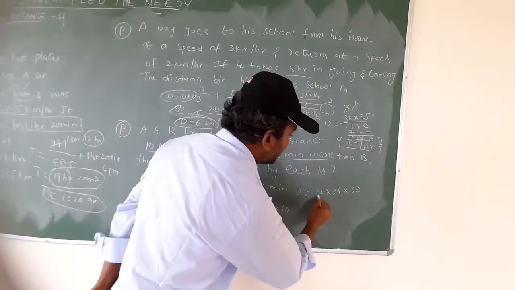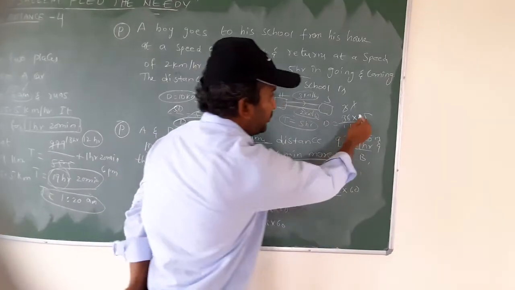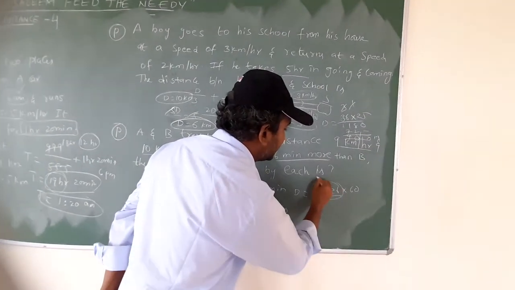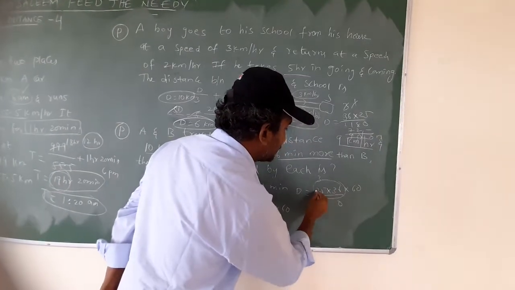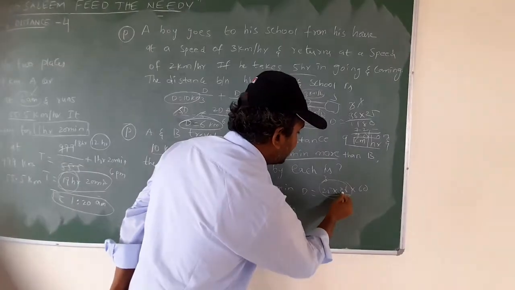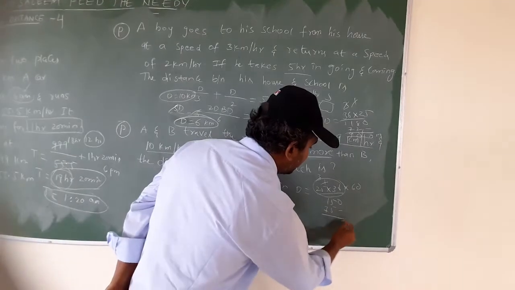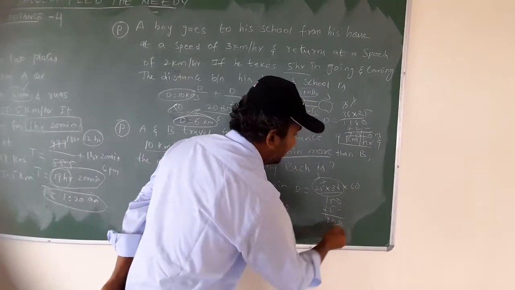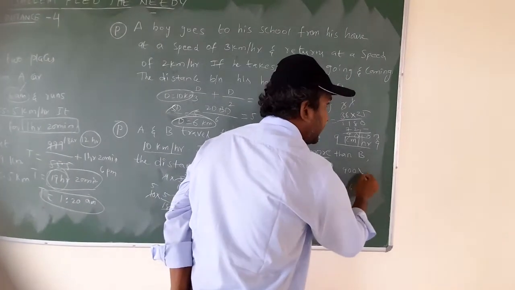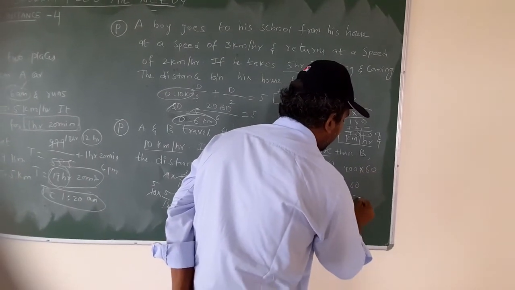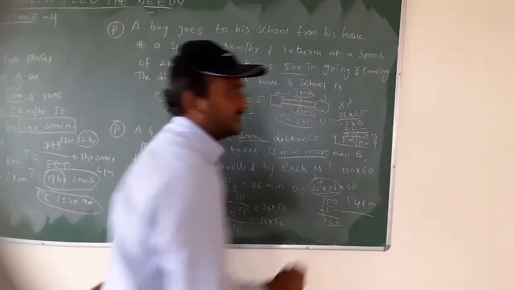Now, 25 into 36. First of all, if you do this, 6 fives are 30, 6 twos are 12, 15, 3 fives are 15, 3 twos are 6, 7, 0, so 900. Then 900 into 60, 9 sixes are 54. Is it clear? That means 54 kilometers is the distance. Okay, thank you.